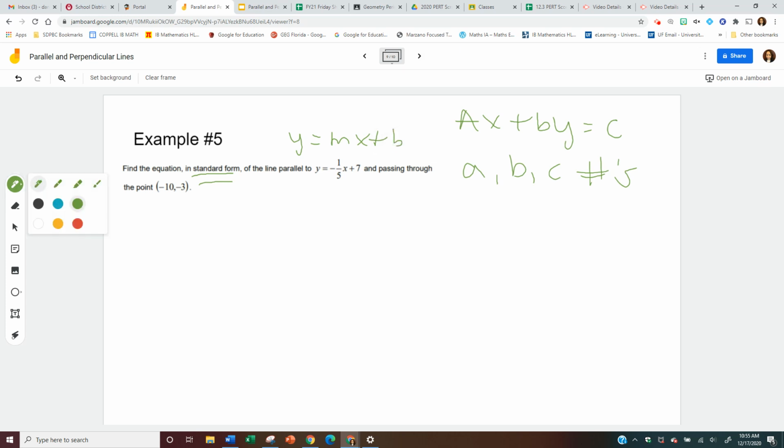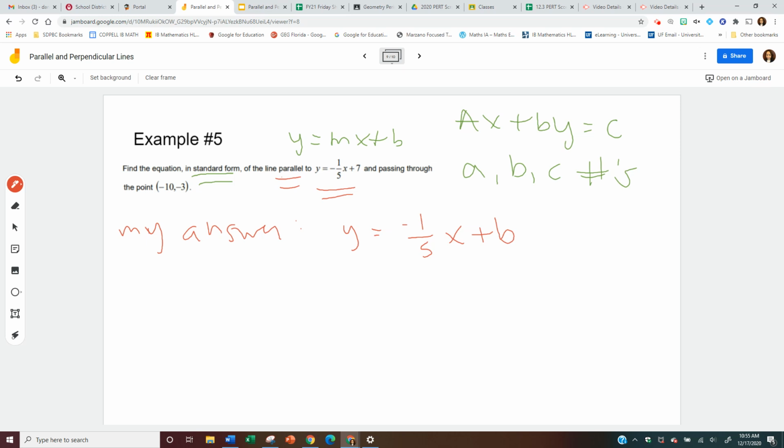Okay, so let's see what else this problem is telling us. We want to write an equation that is parallel to this right here. So what do we know about parallel lines? We know that parallel lines have the same slope. So my equation is going to start off y equals -1/5 x plus b. Why? Because parallel lines have the same slope as each other.